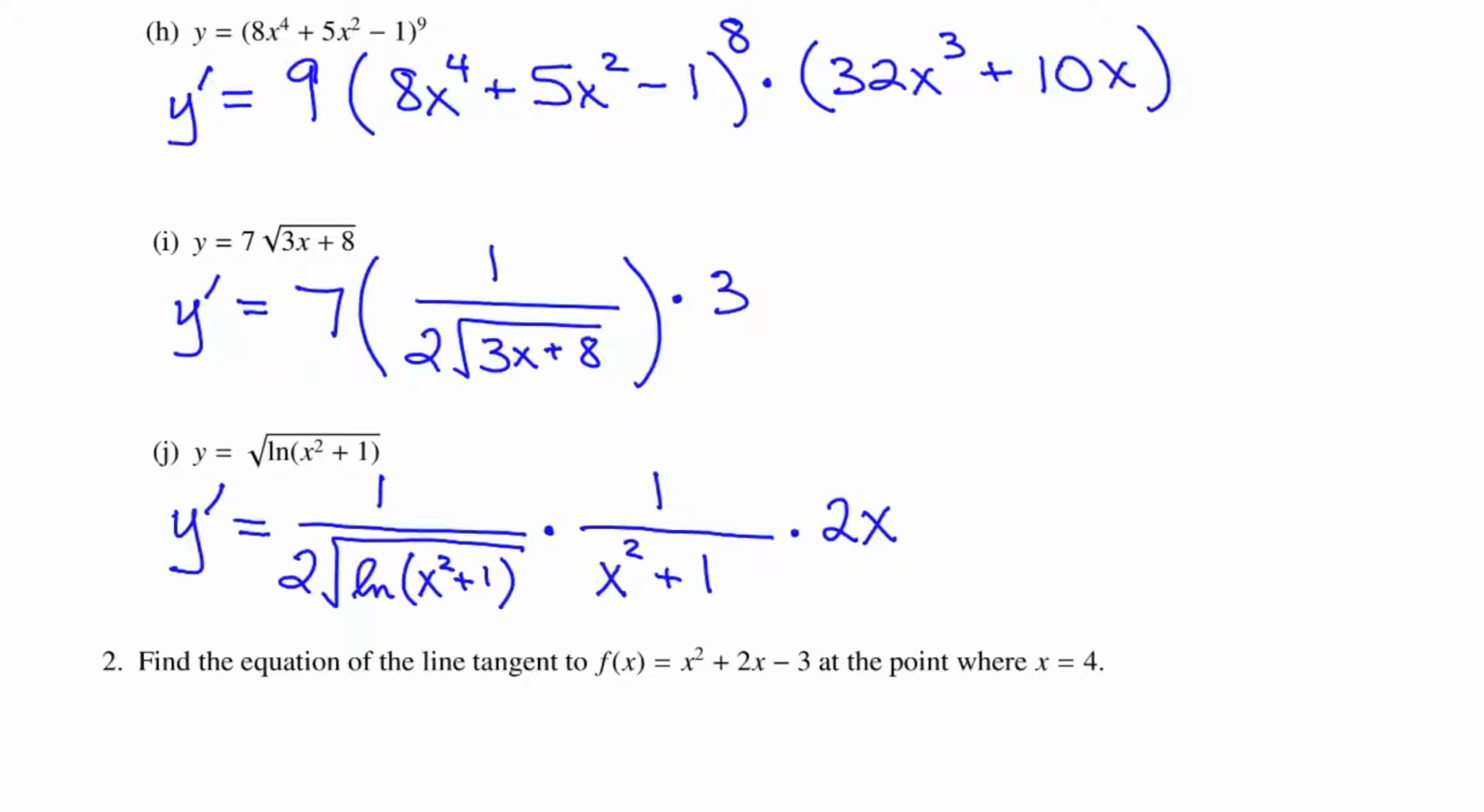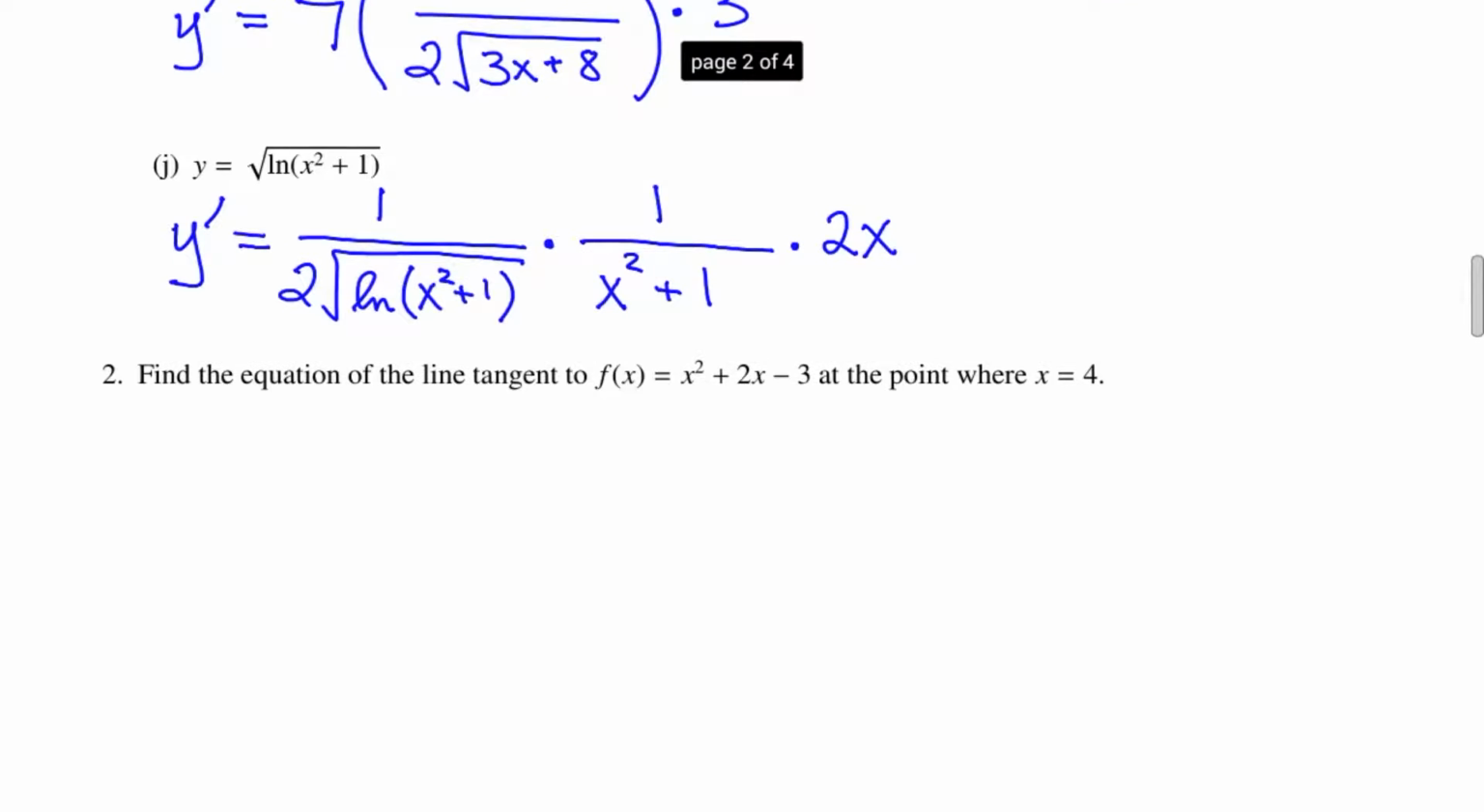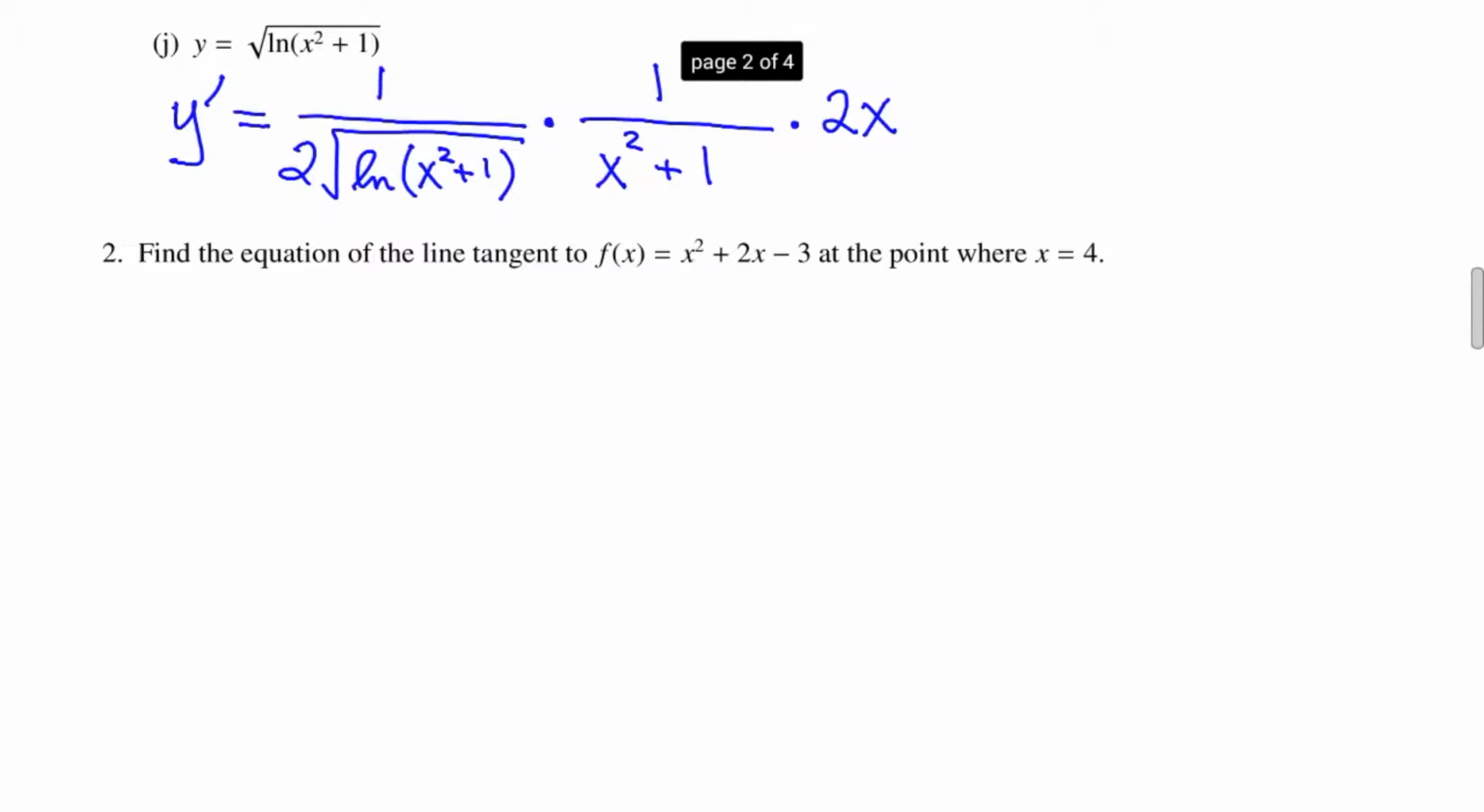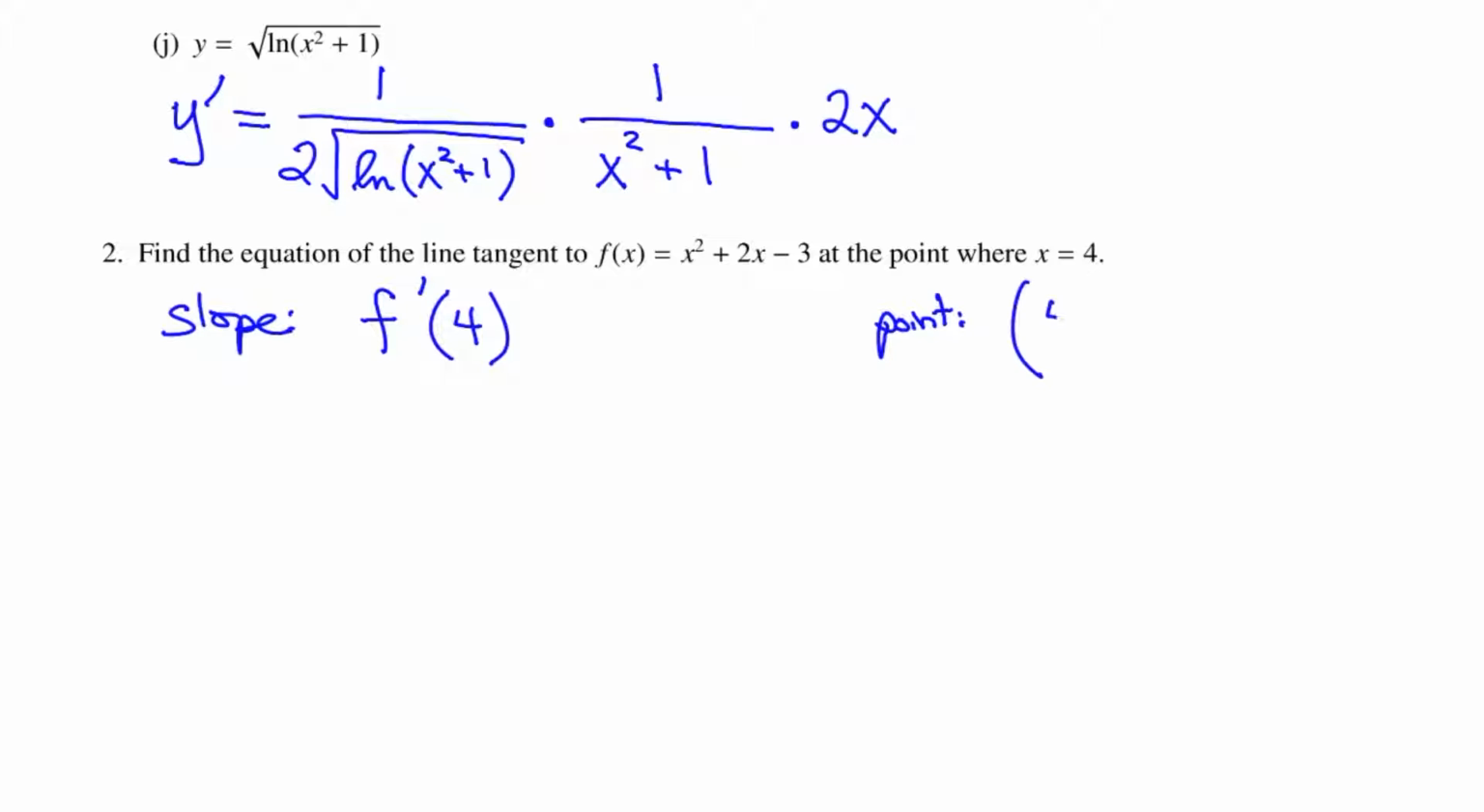Okay, let's look at problem 2. Find the equation of the line tangent to f of x is equal to x squared plus 2x minus 3 at the point where x is equal to 4. So we need two parts. We need the slope, and that's going to be found by taking the derivative at x equals 4. And we need the point, which is 4 comma f of 4, the original function evaluated at 4.